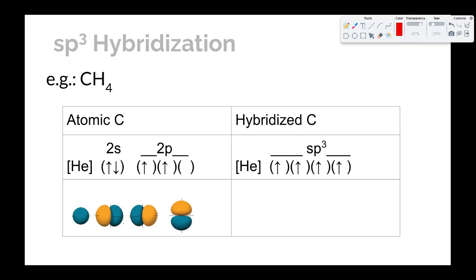sp3 hybridization. So you probably know the story. sp3 means it's going to take an s and three p's, and that's exactly the hybridization that takes place. We don't have any unhybridized p's. We have four sp3 hybrid orbitals, and that allows overlap in four places.